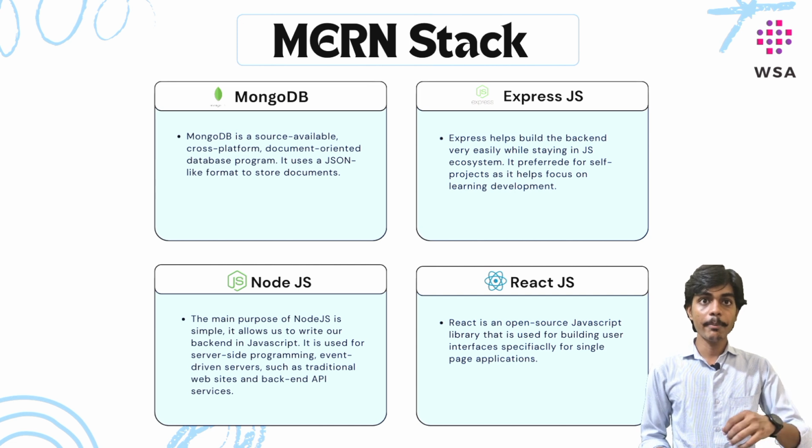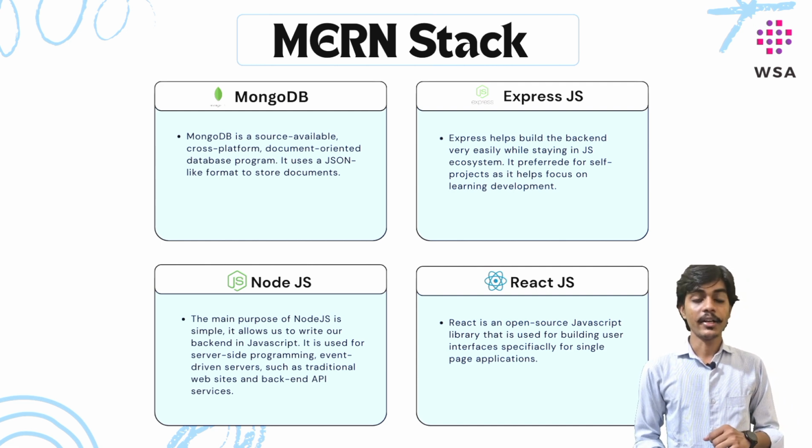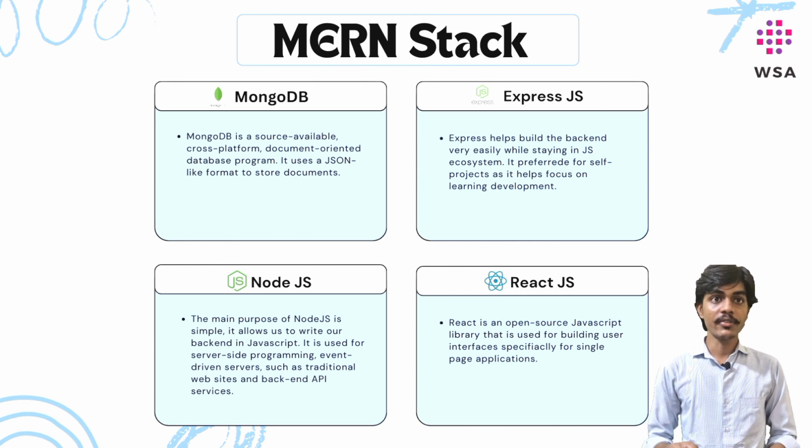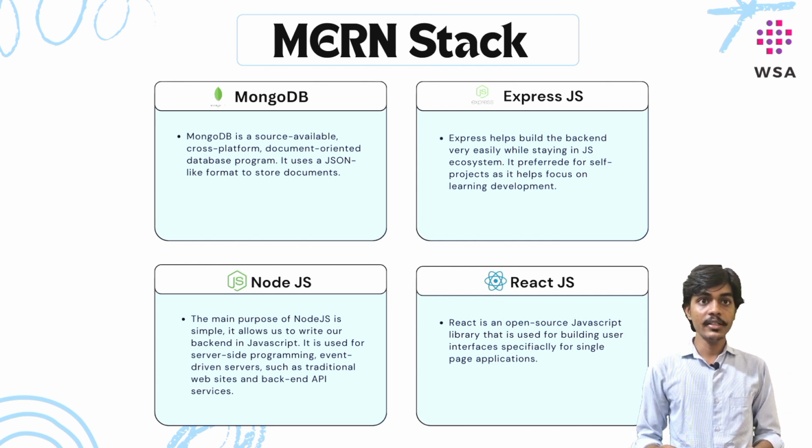Express builds the backend very easily while staying in the JavaScript ecosystem. It helps focus on learning and development. And now Node.js is very simple because it works in the backend in JavaScript. It is used for server-side programming and event-driven services. And Node.js provides backend APIs and services.